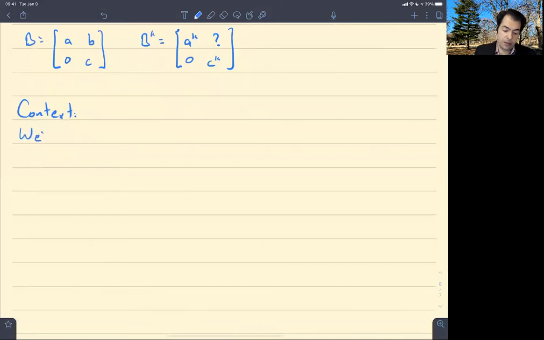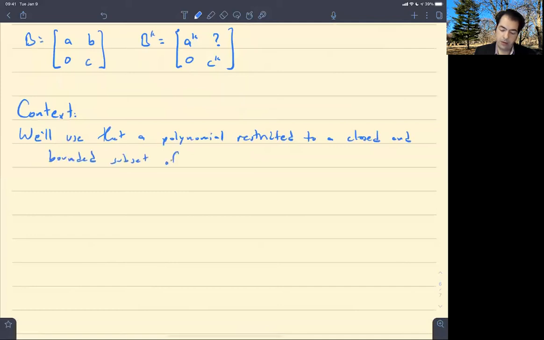Now, it doesn't require much analysis. So we'll use that a polynomial restricted to a closed and bounded subset of the complex plane achieves its minimum. Okay, so that's an analytic fact. And from this analytic fact, we'll be able to show the fundamental theorem of algebra.